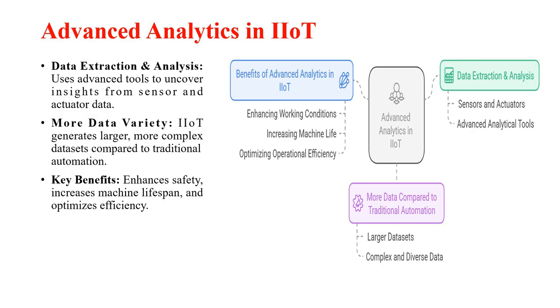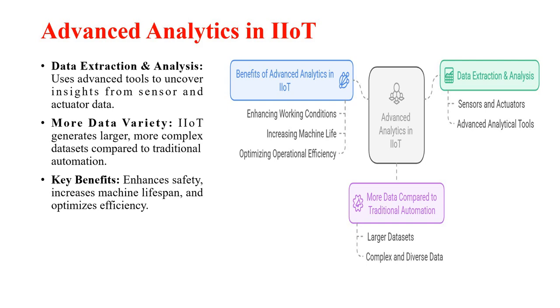Then next is more data variety as compared to the traditional automation, where the traditional automation uses limited structured data for predefined operations, but industrial IoT handles larger, more complex and diverse data sets, including real-time monitoring, historical trends, and predictive analytics.